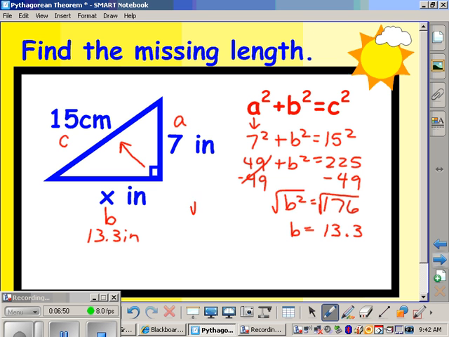Now, if you did not have a calculator, you would want to just estimate, since 176 is between the perfect squares 169 and 196, which would be between 13 and 14, you would know the answer would be somewhere between 13 and 14. Because it's less than halfway, 13.3 would be a good estimate.